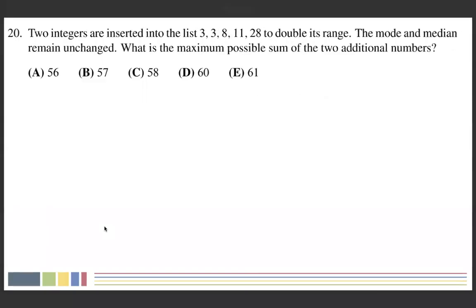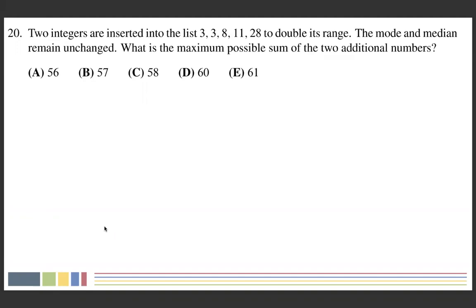Okay, this is the 2023 AMC 8 problem number 20. Two integers are inserted into the list 3, 3, 8, 11, 28 to double its range. The mode and median remain unchanged. What is the maximum possible sum of the two additional numbers?